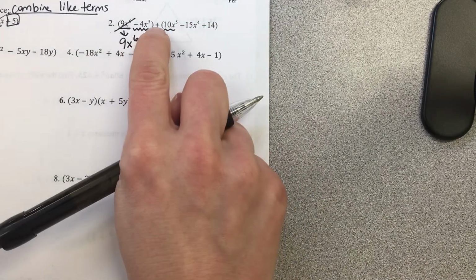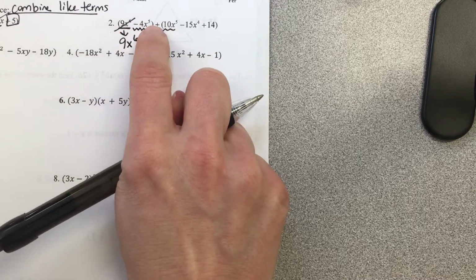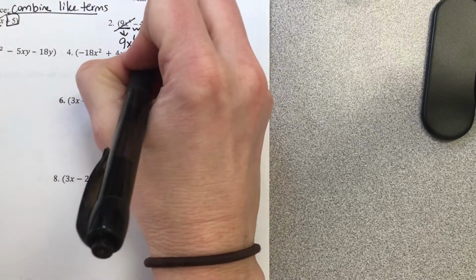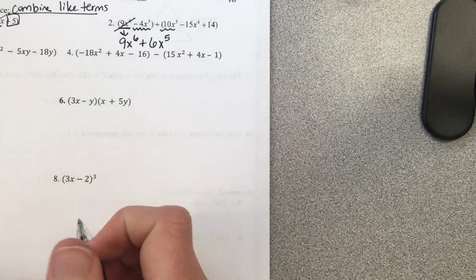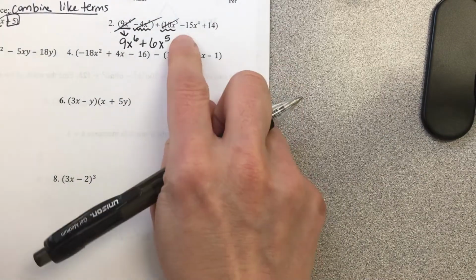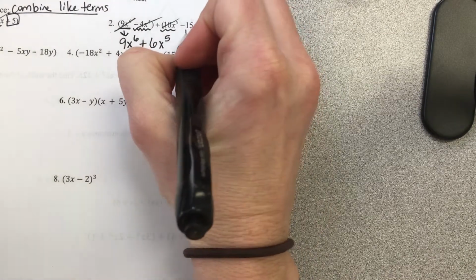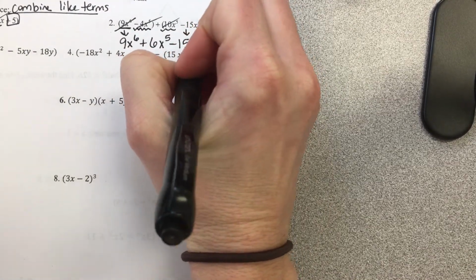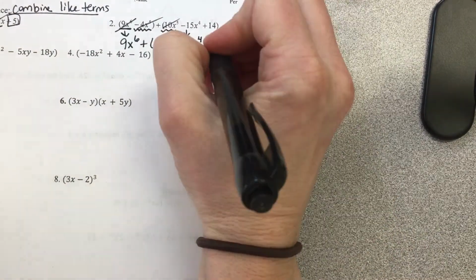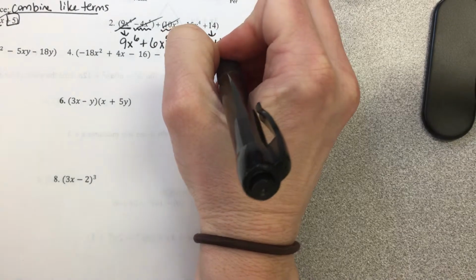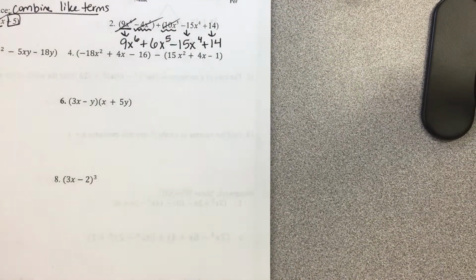What matches with negative 4x to the 5th? Okay. Once again, we are adding negative 4 plus 10. 6. X to the 5th. You have to write x to the 5th next to that. What matches with negative 15x to the 4th? Nothing. So you drop it down. And does anything match with 14? No. So you drop it down. Okay? Wait, so what did you do with the 15? Nothing. I dropped it down. Okay?